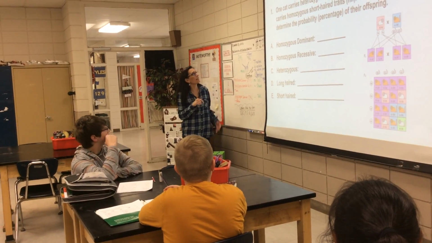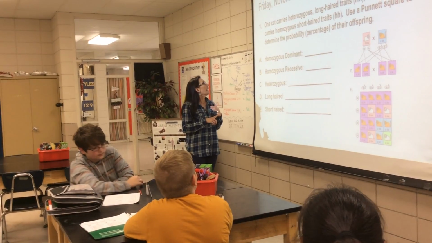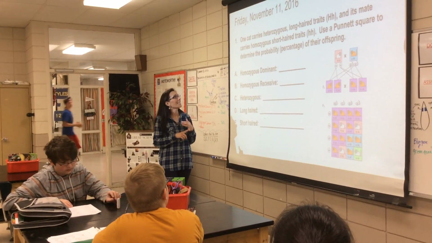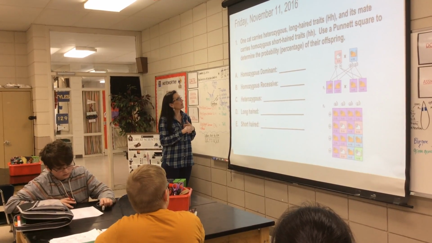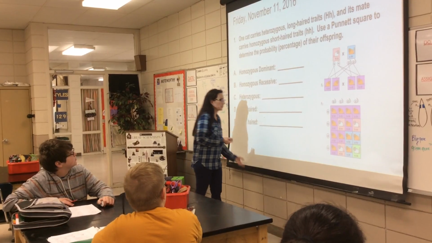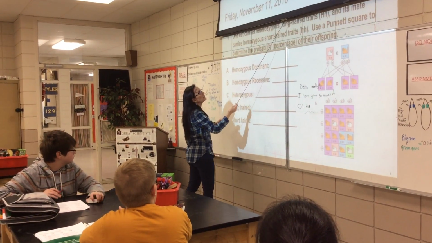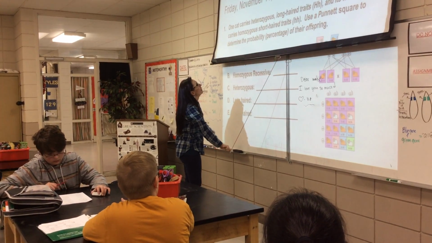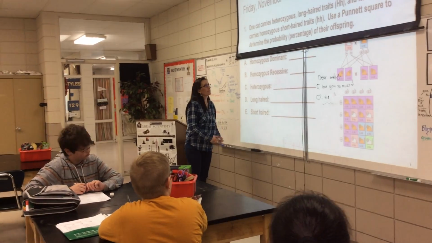Alright, so the question says one cat carries heterozygous long-haired traits, and it's going to mate with a homozygous short-haired trait. Now we're to use a Punnett square and determine the probability, which is a percentage, of its offspring. So, let's use our symbols to figure out what this means.